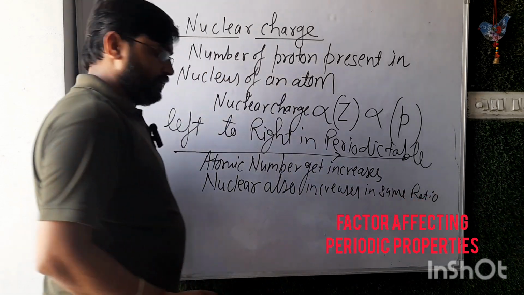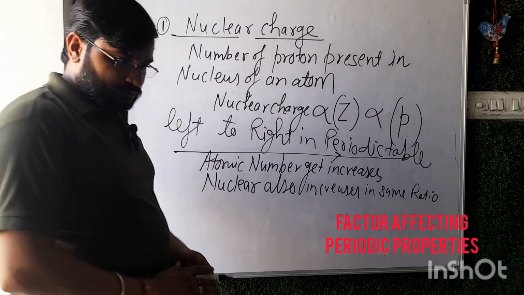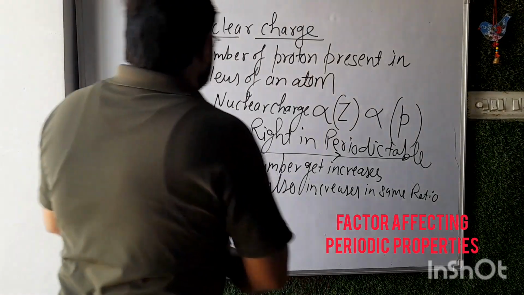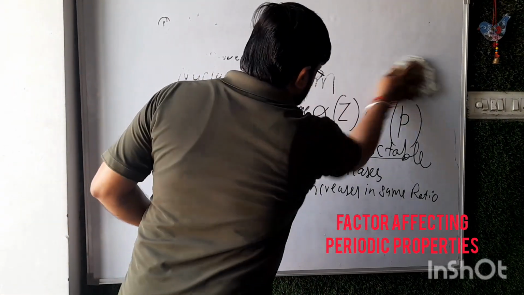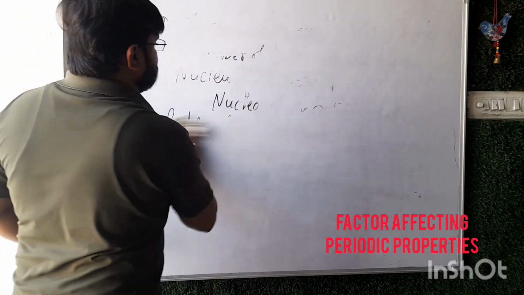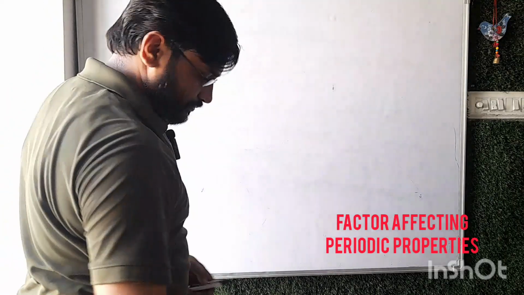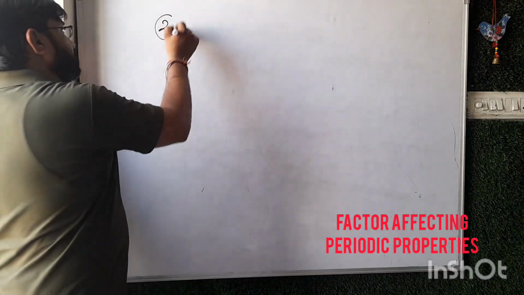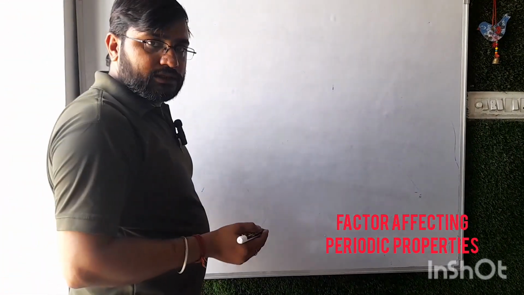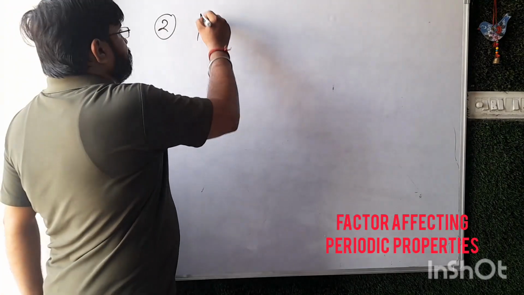Now the second factor. What is the second factor? The second governing factor of periodic properties is the number of shells.